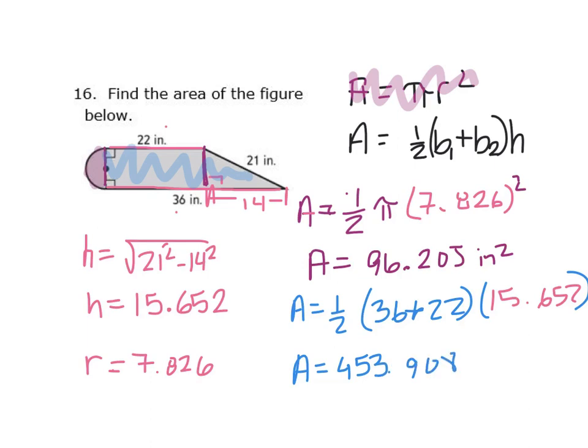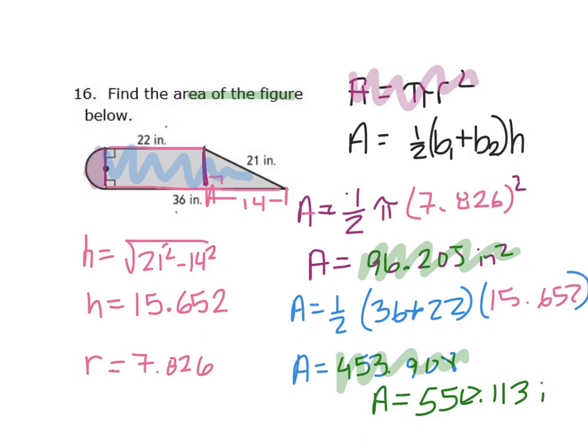453.908. And then our last step, since we're finding the area of the whole figure, we're going to add our two numbers together to give us our final answer of about 550.113. This would be inches squared.